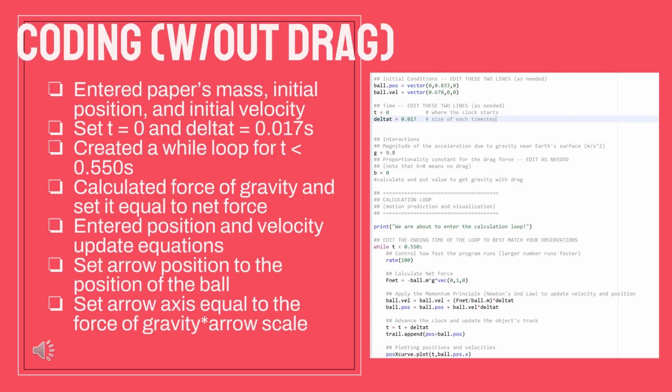For the coding without drag, I entered the paper's mass, the initial position, and the initial velocity, set t equal to 0, set delta t to 0.017 seconds, and created a while loop for while t is less than 0.055 seconds. I calculated the force of gravity and set it equal to the net force, entered position and velocity update equations, set the arrow positions, the position of the ball, and set arrow axis equal to the force of gravity times the arrow scale. I also included an example of the code.